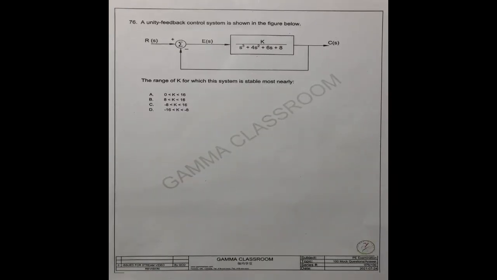76. A unity feedback control system is shown in the figure below. The range of k for which this system is stable must nearly what number? A, B, C, D. This question is about control system stability, and we can find the information on page 112.